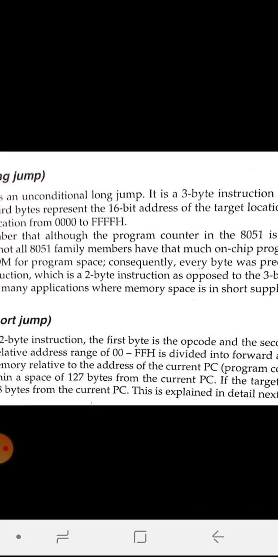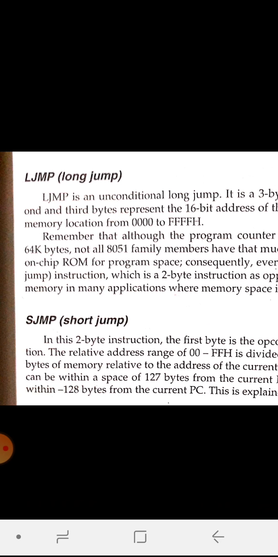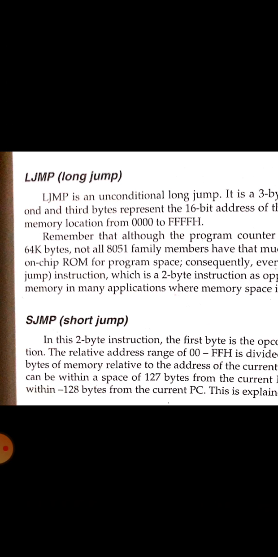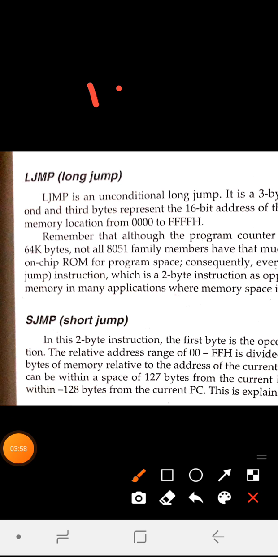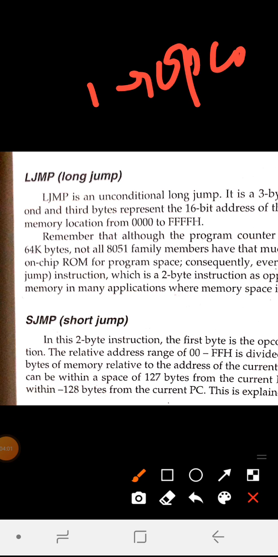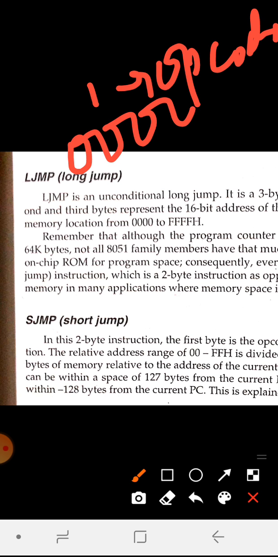So unconditional jumps, there are two kinds. One is LJMP and the other one is SJMP, nothing but long jump and short jump. So when we are moving with long jump, this long jump is a 3-byte instruction. In that, the first byte will be used for opcode, and the second and third byte will be representing the address of the target location. When we are using this 2-byte address, it will allow us to jump between 0000 to FFFFH.